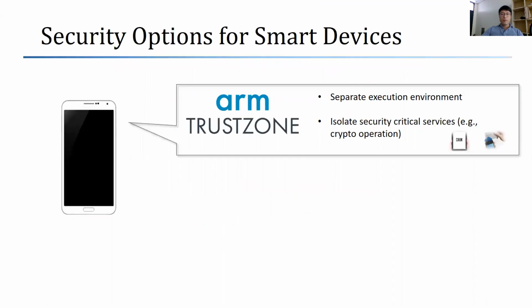Modern smart devices provide various options for building security measures. For example, ARM TrustZone is a hardware-based security feature that enables us to create a trusted execution environment. In the TEE, we can protect security-critical resources and services, such as crypto keys and operations.